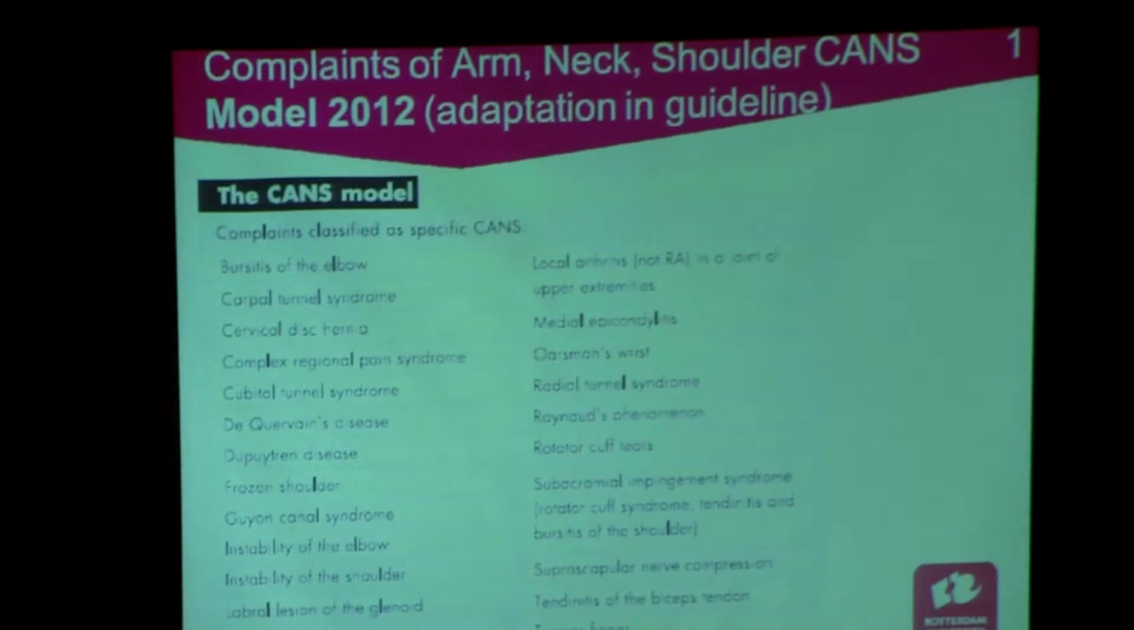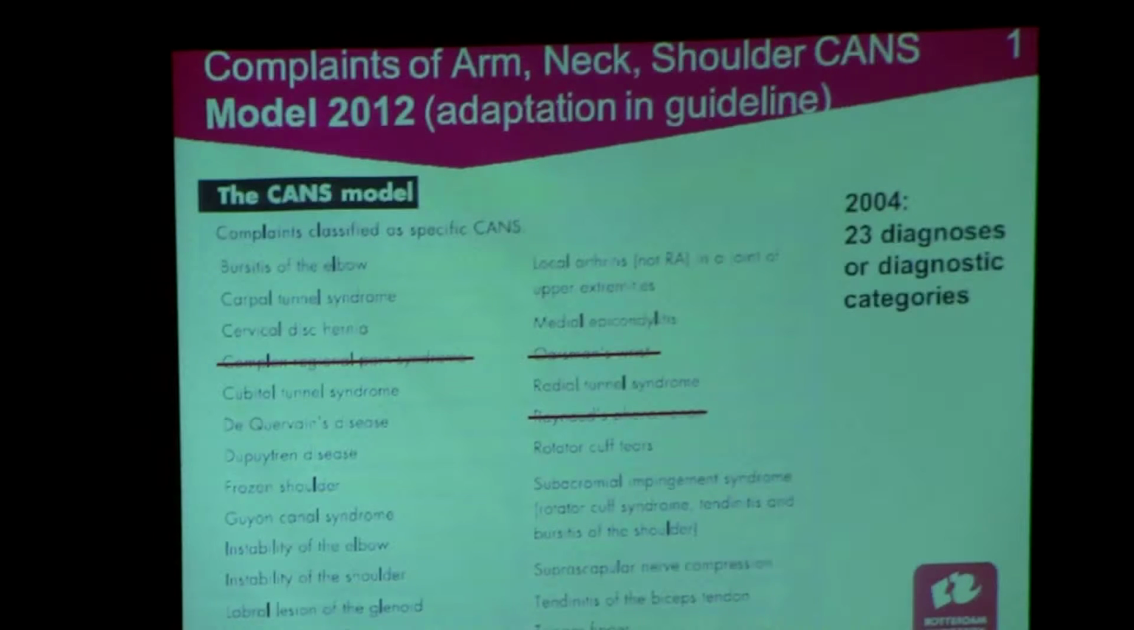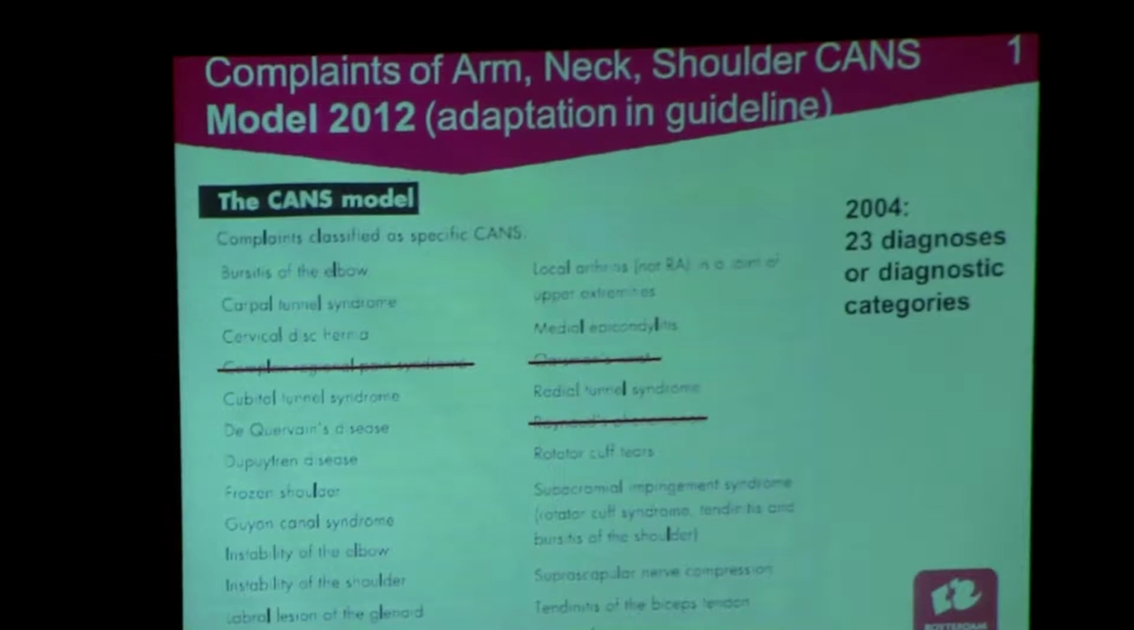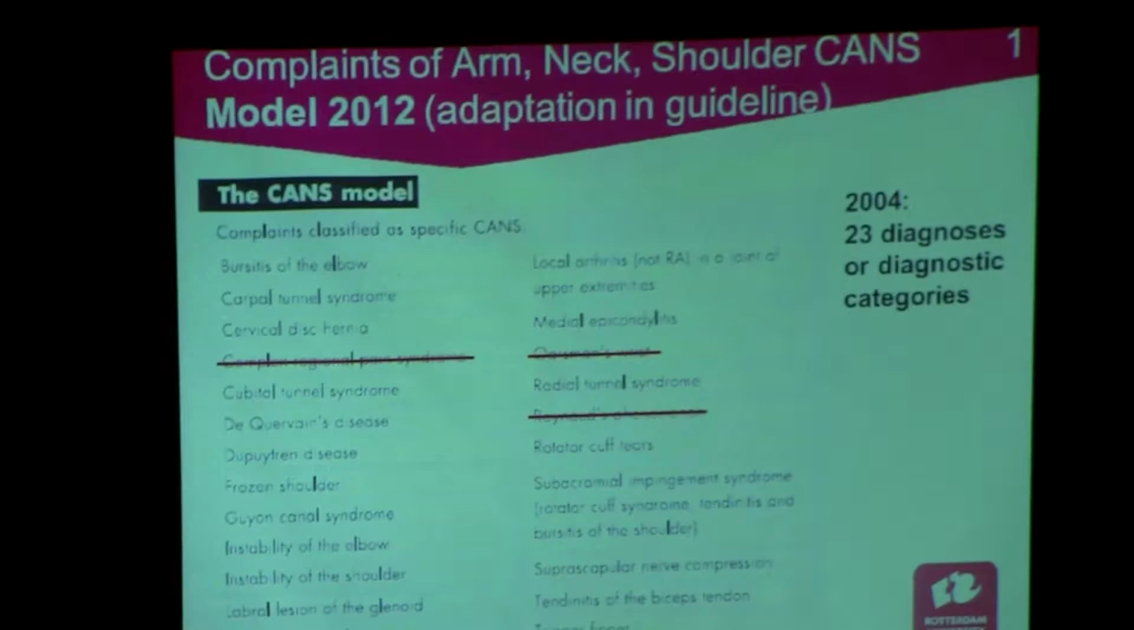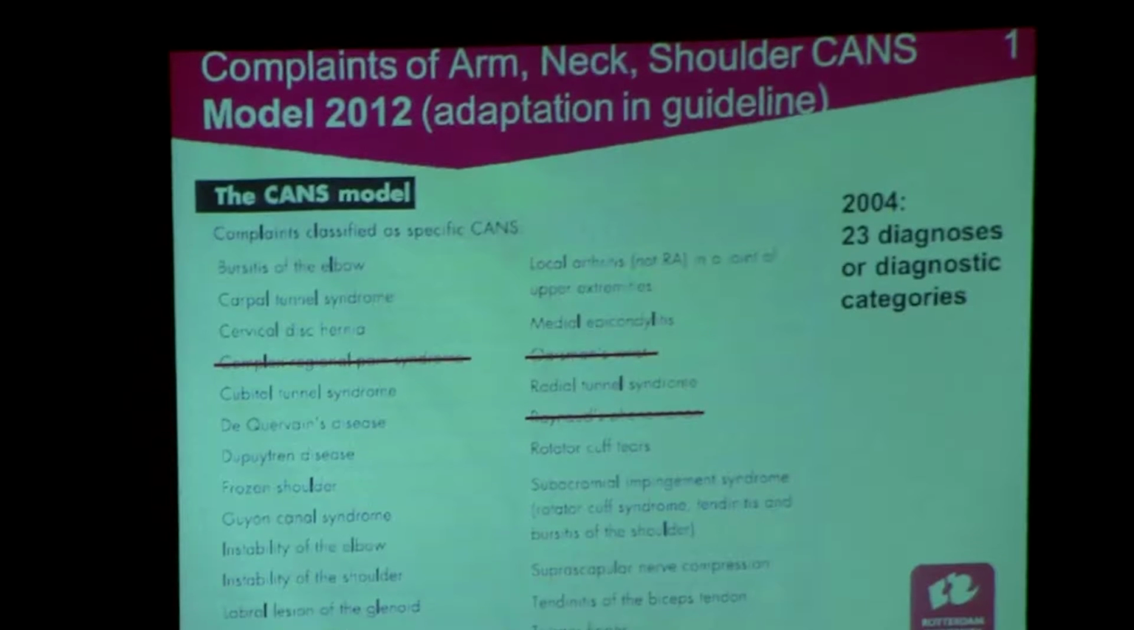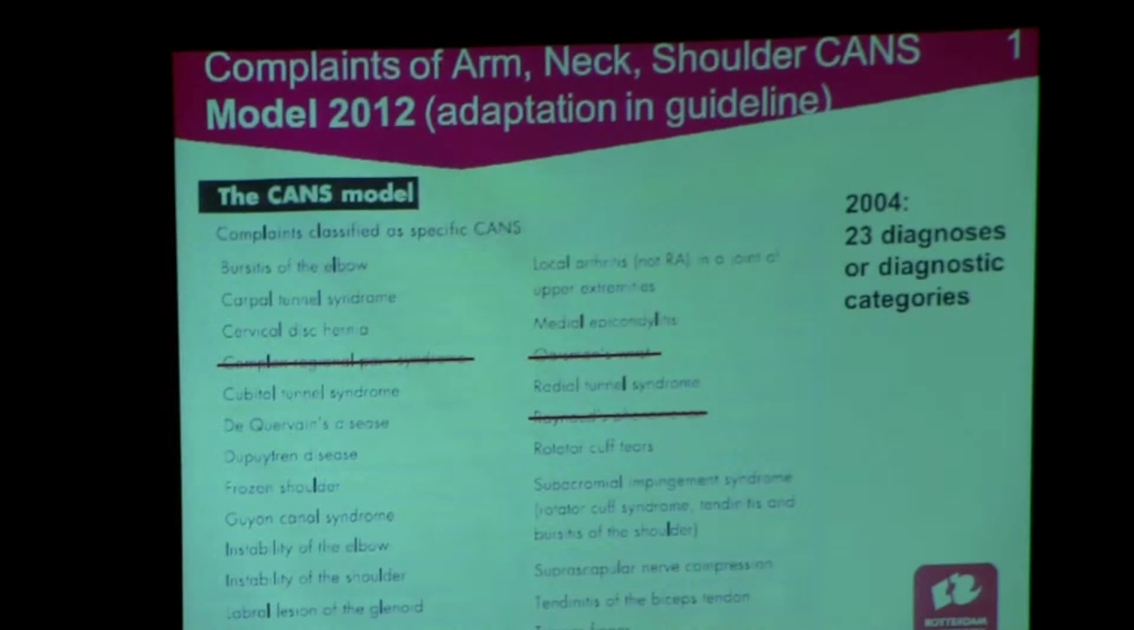So as I said, you have to extend the list, and that's what we did as a first step in the development of the guideline for arm, neck, and shoulder complaints. We looked at this list of specific disorders, and some disorders were excluded from the list, mainly because they were either thought to be caused almost exclusively by trauma, such as complex regional pain syndrome, or by systemic disease, such as Raynaud's phenomenon, or were thought to be a sort of outdated diagnosis, such as Osmond's rust.